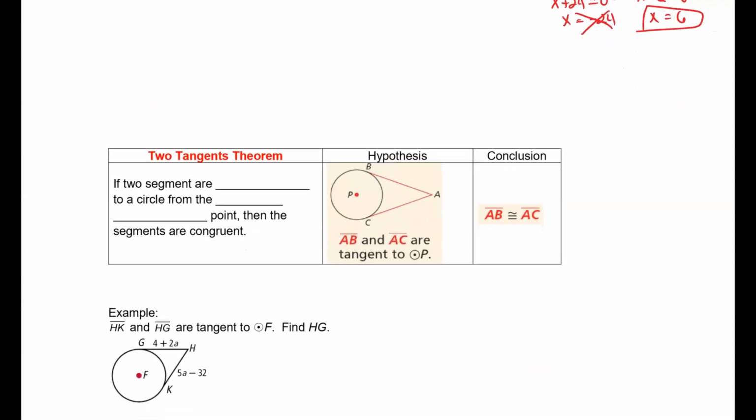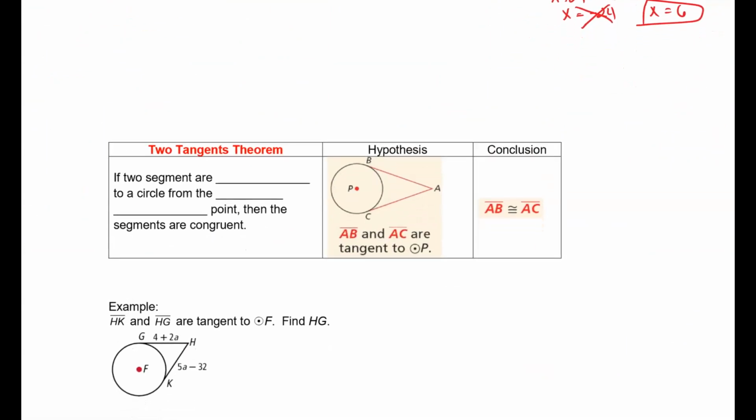All right, then we have one last thing we're going to do, and then we're going to do some examples with it, and I love this one. It says the following: if two segments are tangent to a circle from the same external point, so they have to come from the same location. So just like these two, here would be your external point. Then the two segments are congruent.